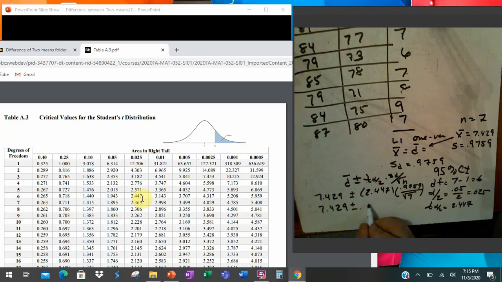And I get 0.90258948, which would give me this interval. So I'm going to do this minus that, 7.429 minus that. .526 less than, now I'm going to use that mu d. This is the differences of the means. The mean of the differences, sorry, the mean of the differences.